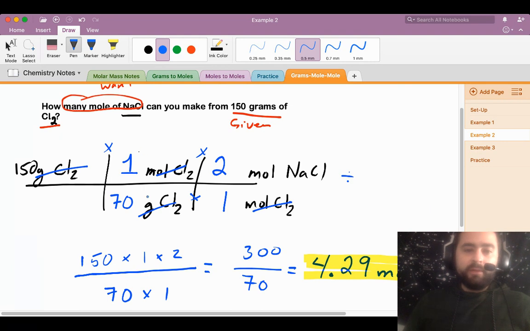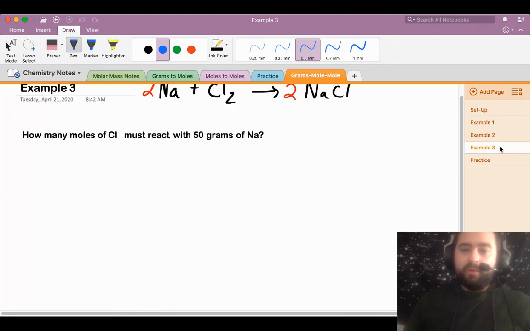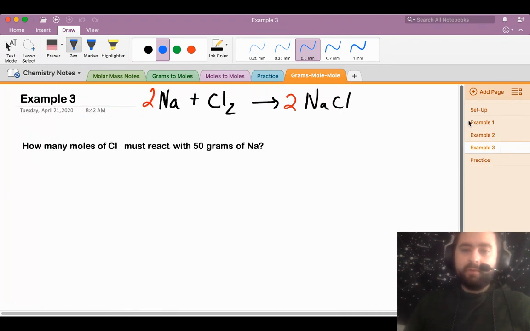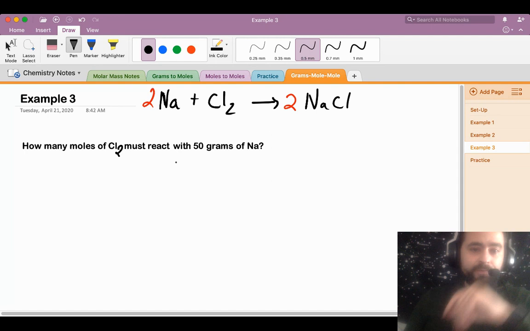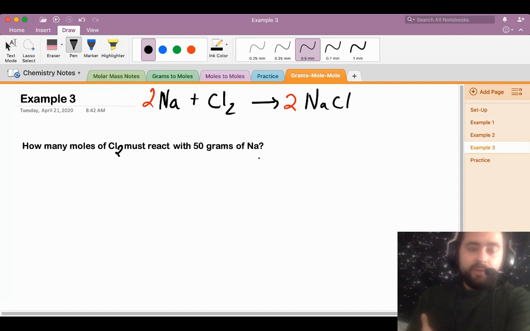So this is the molar mass of Cl2. This is the mole ratio of Cl2 to NaCl. So let's now do example number 3. Same equation, 2Na plus Cl2 arrow 2NaCl. So there should be Cl2 right there. So how many moles of Cl2 must react with 50 grams of Na? So how many moles of this do I need to react with 50 grams of this?